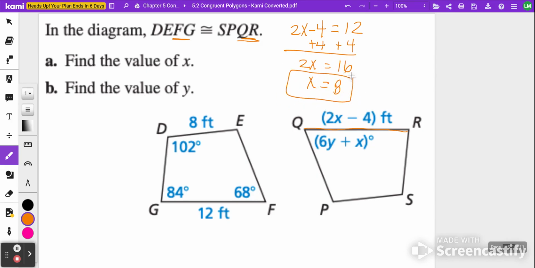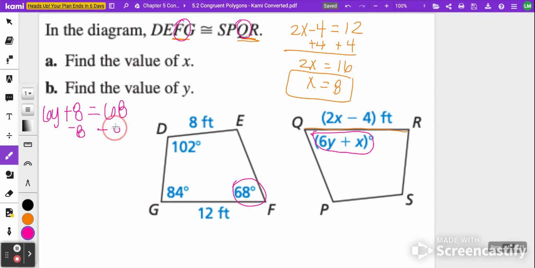It's very important that you pay attention to what and where goes what and where. This little guy over here, this 6y plus x, is going to match with something. It looks like it's in the corner for Q, which means it's going to match up with the corner for F. So Q and F are equal, so we're going to say that 6y plus x, which is now plus 8, is equal to 68. Next, I'm just going to subtract 8 from both sides. I'll get 60. So 6y is equal to 60, which just means y is equal to 10.